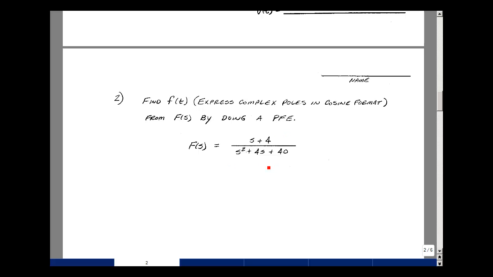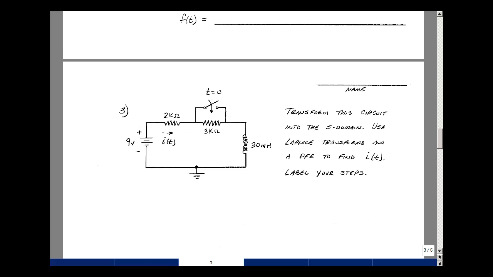The second problem is to find f of t from f of s by doing a partial fraction expansion. Given this f of s, could you also express complex poles in the cosine format? In problem number 3, given this RL switching circuit, can you transform the circuit into the S domain, use Laplace transforms and the partial fraction expansion to find this current I of t and label all your steps?